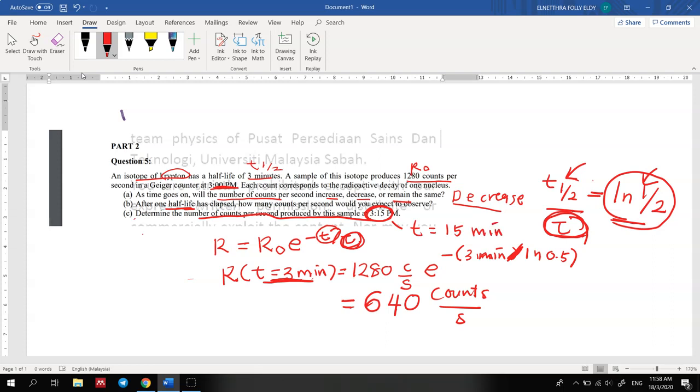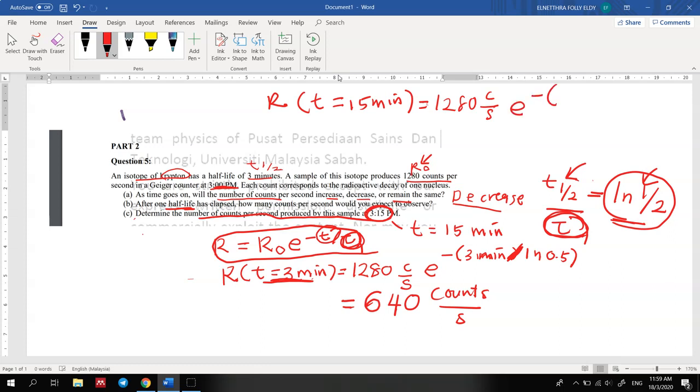The similar equation will be used to solve question C, which I will write over here. I will start from here, but my t is supposed to be equal to 15 minutes because I need to find after 15 minutes, since I know at 3 p.m. the number of counts is equal to this one. So after 15 minutes, what happened to it? Just substitute over here. R0 is similar, which is 1280 counts per second.